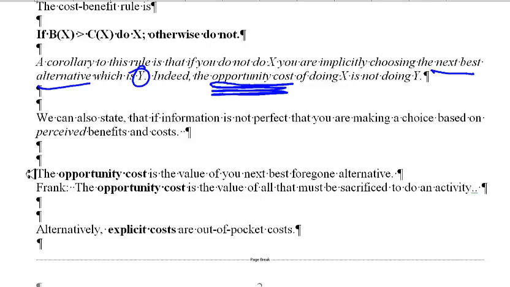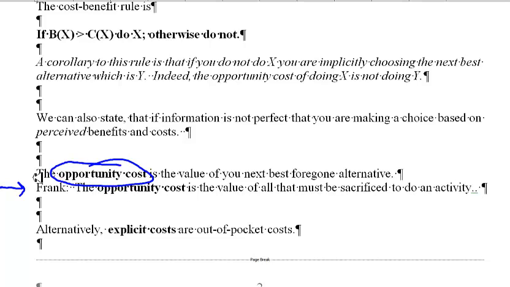So the definition I like of opportunity cost is that the opportunity cost is the value of your next best alternative. Frank has a slightly different one in this book, and it's actually just the same thing, but it's the opportunity cost is the value that must be sacrificed to do an activity, the value of everything that must be sacrificed. And that is really a key. When you do one activity, the opportunity cost is everything you give up to do that activity. This definition says the same thing because it's the value of your next best foregone alternative. It's what you gave up to do that activity. And you can only really give up one thing at a time.